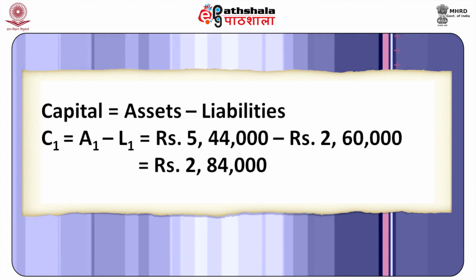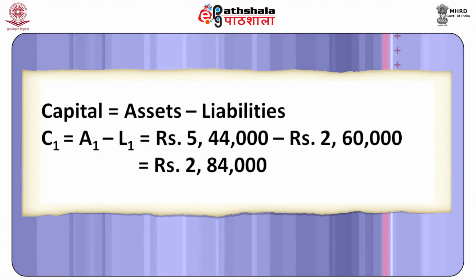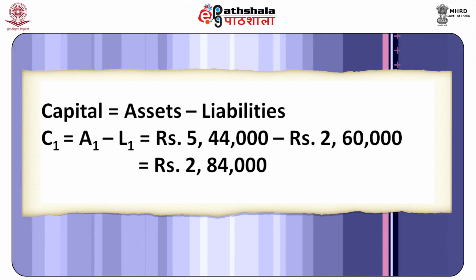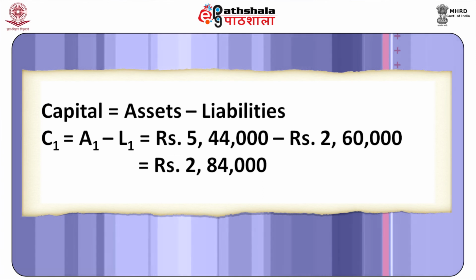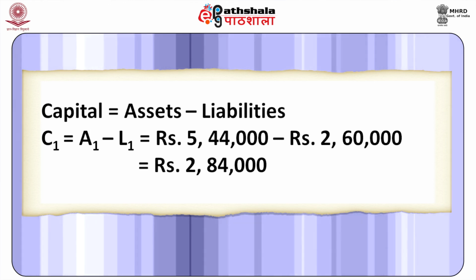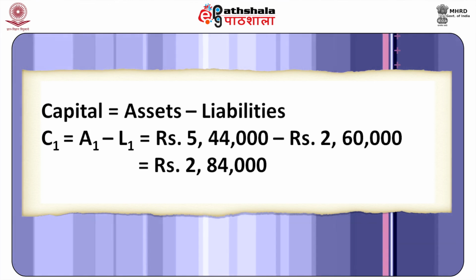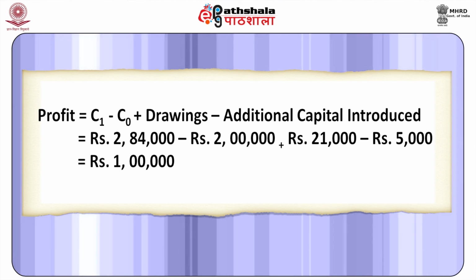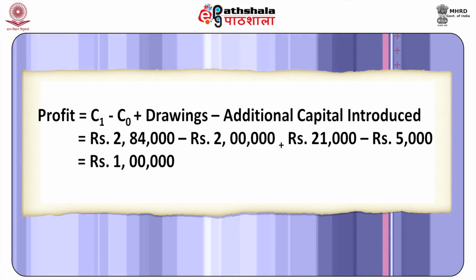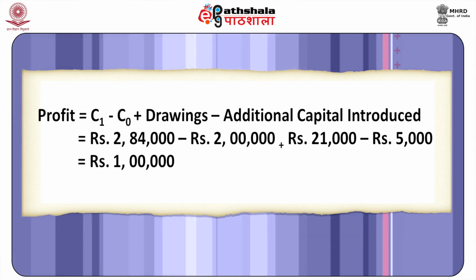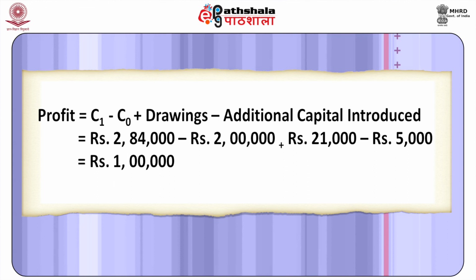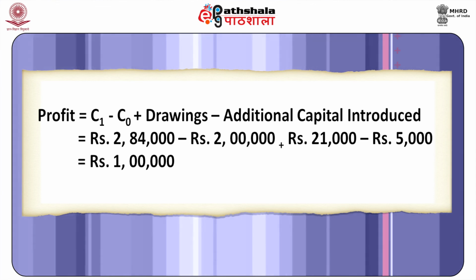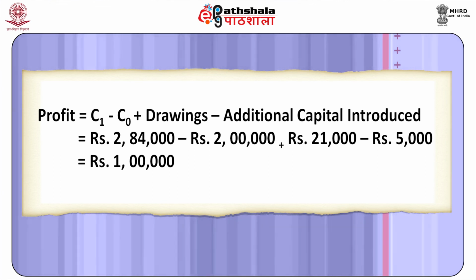And on the C part, let's determine the closing capital. We know that capital is equal to assets minus liabilities. So C1 is equal to A1 minus L1, that is rupees 5,44,000 minus 2,60,000, which will give you 2,84,000. Now let's come to the D part, computation of profit. Profit is equal to C1 minus C0 plus drawings minus additional capital introduced, which is 2,84,000 minus 2 lakh plus 21,000 minus 5,000, which will give you rupees 1 lakh.